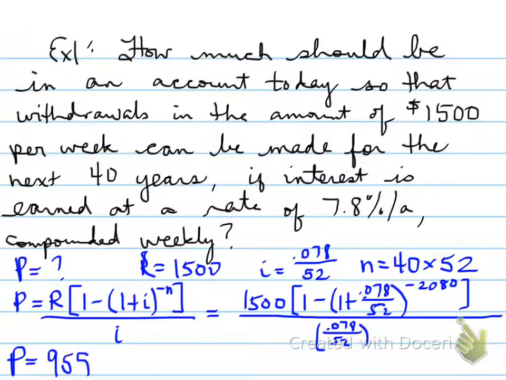This particular question says that in order to have $1,500 out per week for the 40 years after retirement, you need to have $955,739.49 in the account today to yield roughly a $1,500 per week kind of payment to yourself.